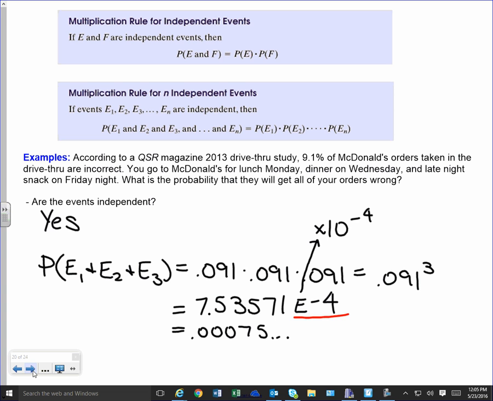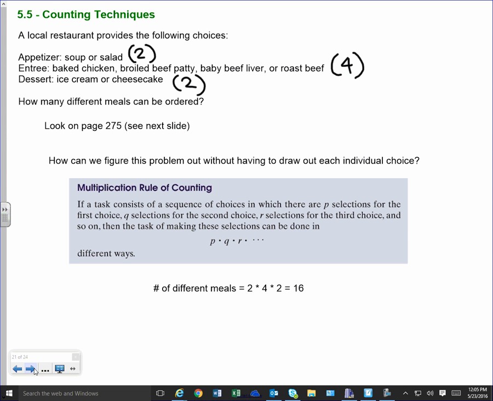The reason why we want to know about independence is if E and F are independent events, then the probability of E and F is just equal to the probability of E times the probability of F. All right, so if you can show that that's true, we can just multiply those probabilities together.